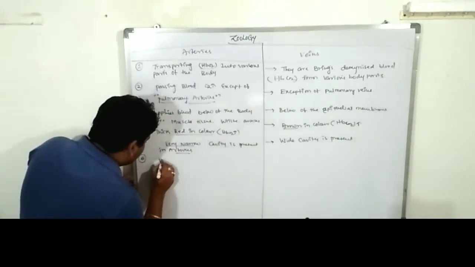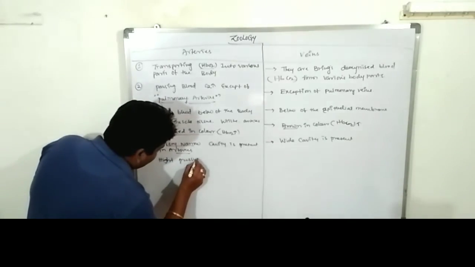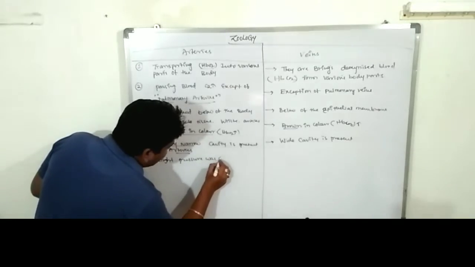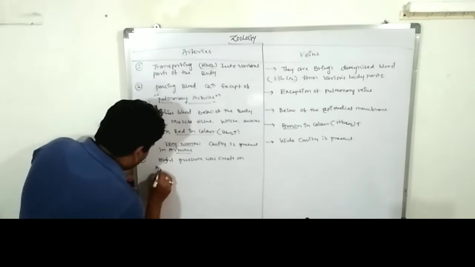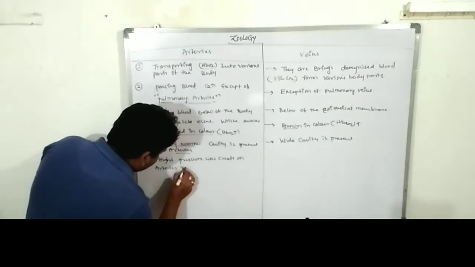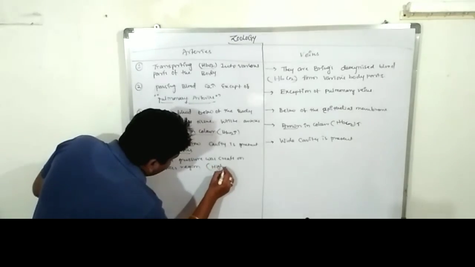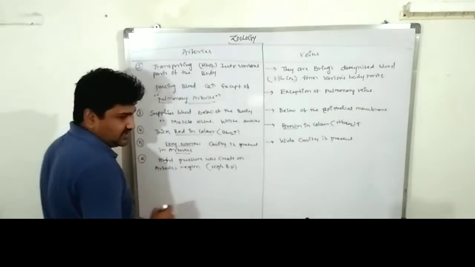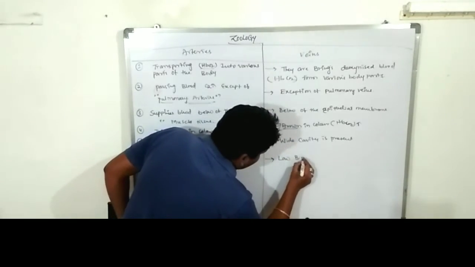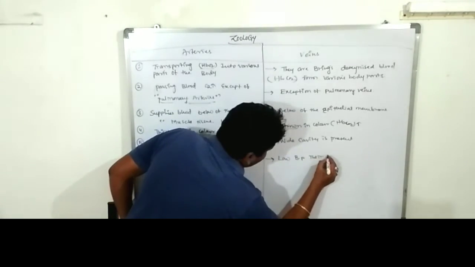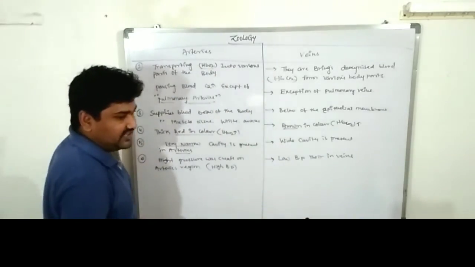The high pressure is created in which one? The arteries region. So that is called high blood pressure in arteries. Very low blood pressure is there in which one? The veins region. Low blood pressure is there in the veins region.